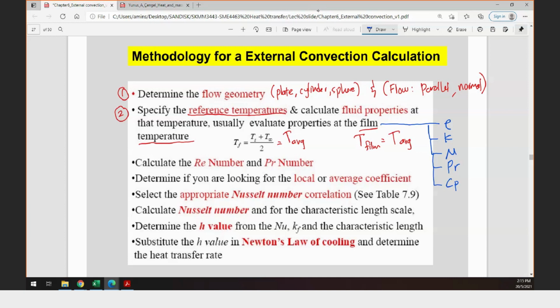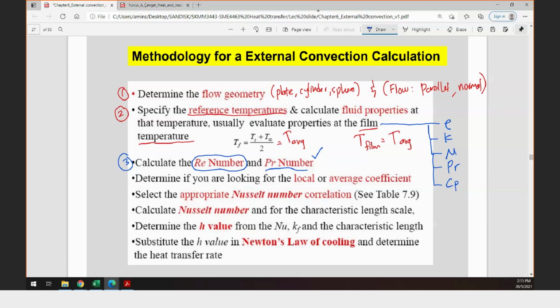Next, once you identify the properties, you need to calculate the Reynolds number. The Prandtl number you can get directly from the table, but you need to calculate the Reynolds number.